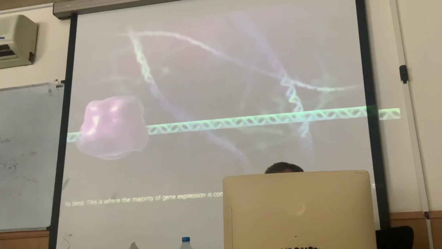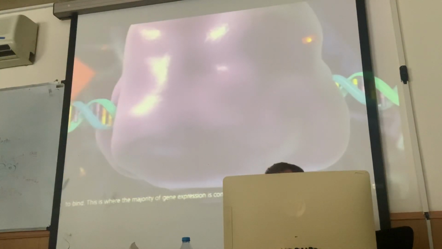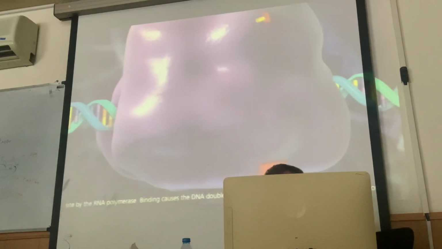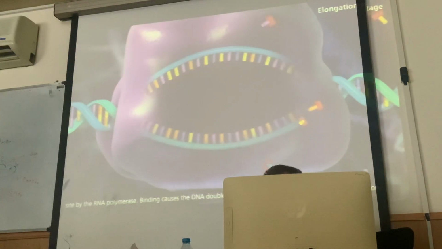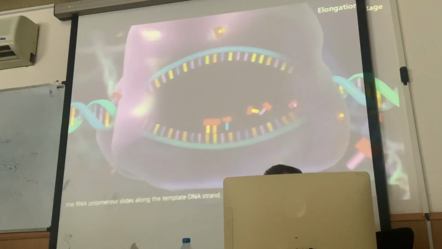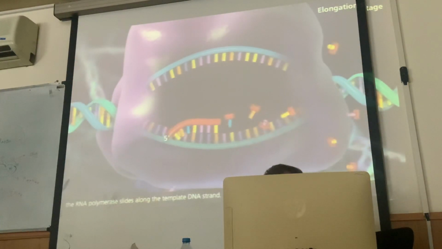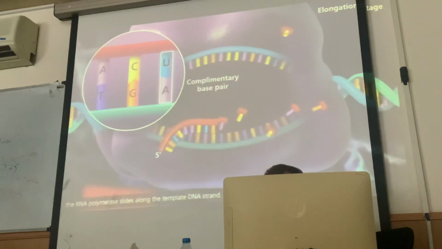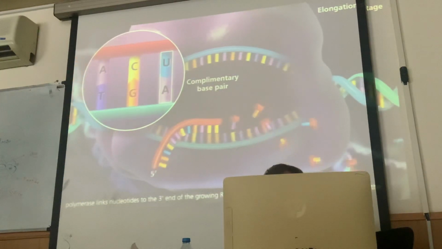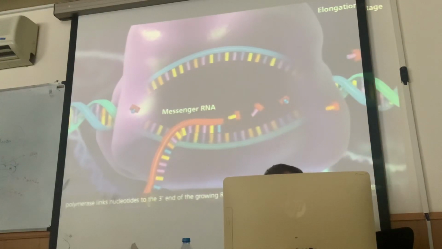This is where the majority of gene expression is controlled, by either permitting or blocking access to this site by the RNA polymerase. Binding causes the DNA double helix to unwind and open. Then during elongation, the RNA polymerase slides along the template DNA strand. As the complementary bases pair up, the RNA polymerase links nucleotides to the 3' end of the growing RNA molecule.